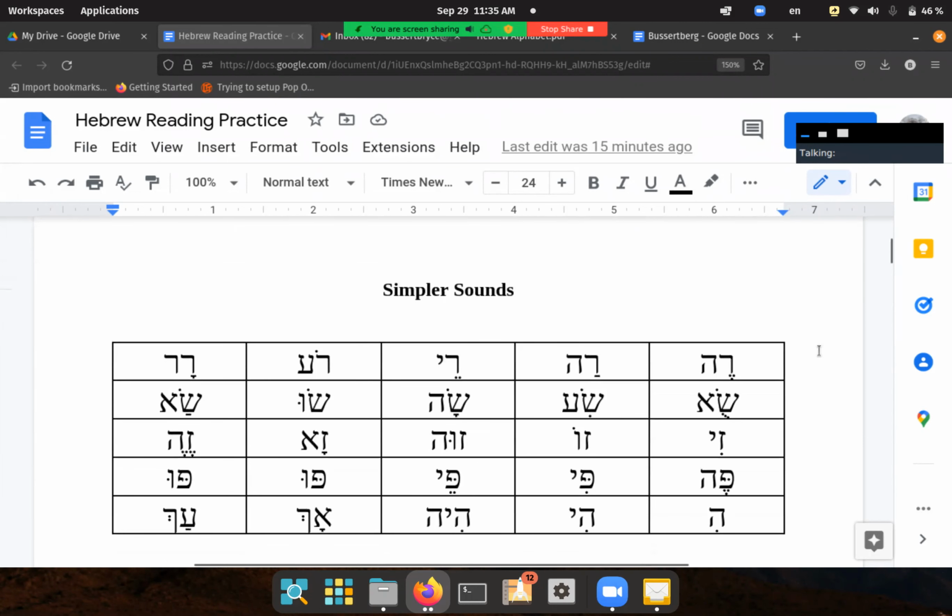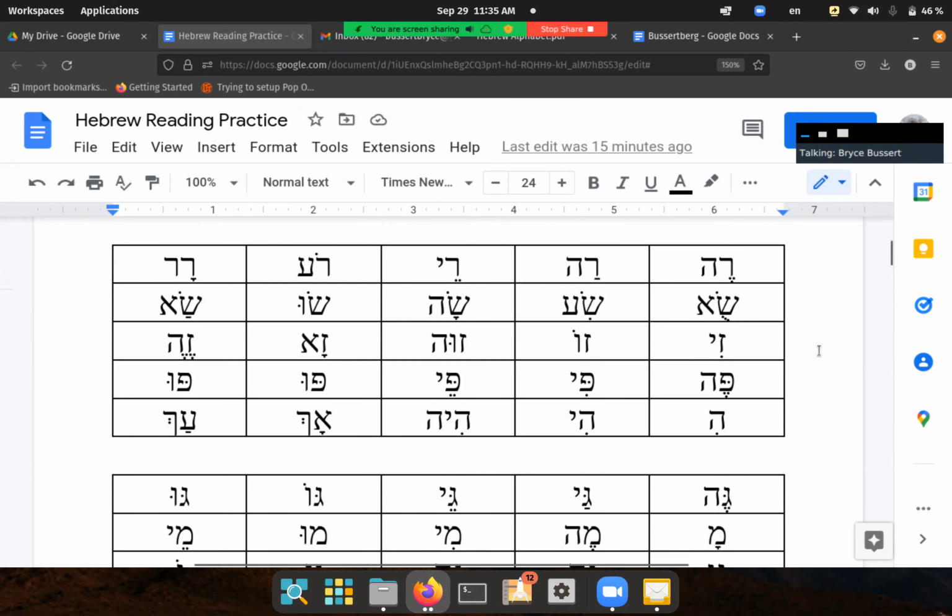All right. Now we're in the simpler sounds category. These are getting a few more letters going on in them. This is a resh. This is re. Ra. Ray. Row. Rar. All right, those two resh together look kind of funky, don't they?